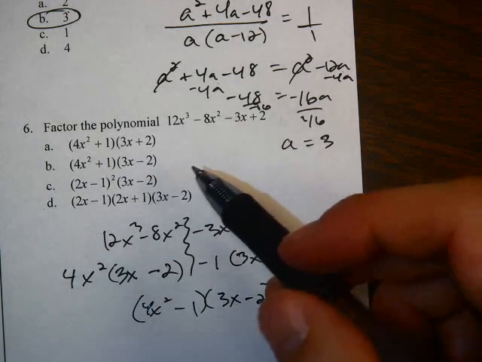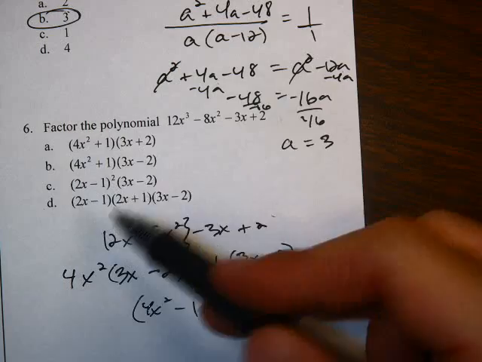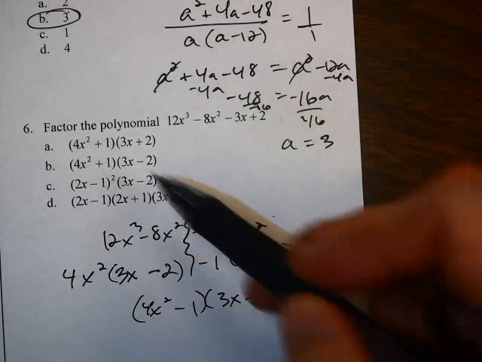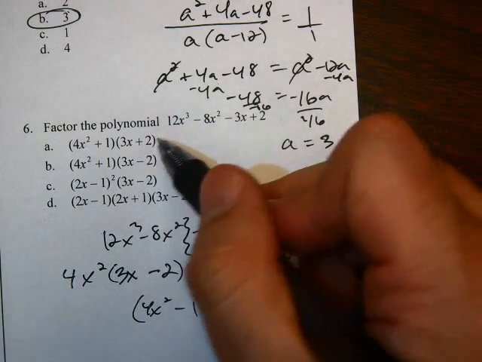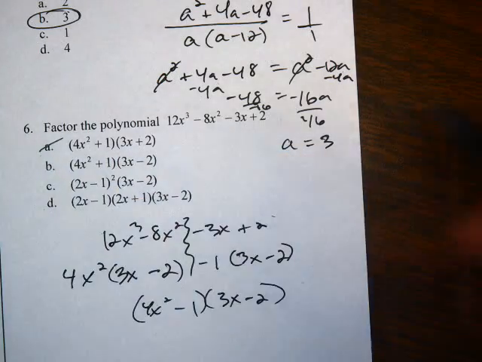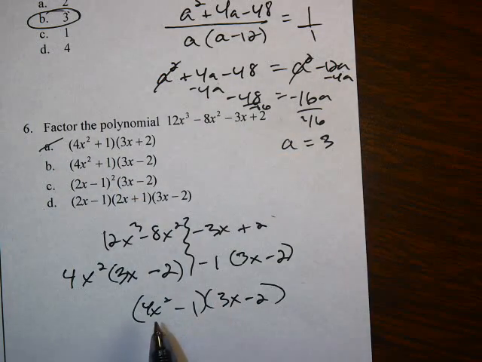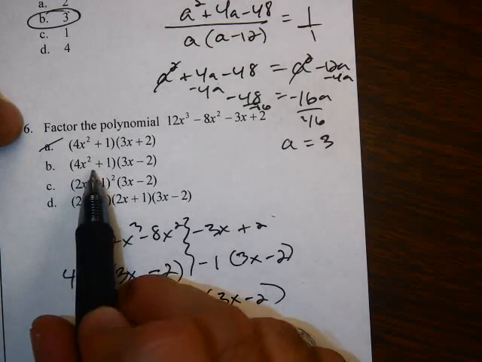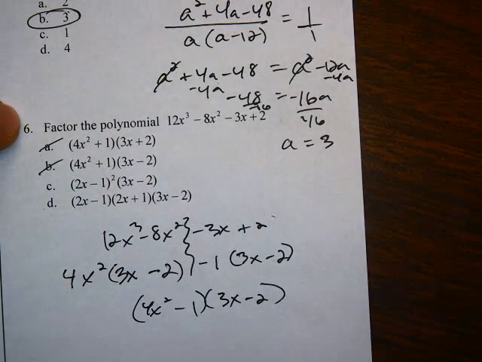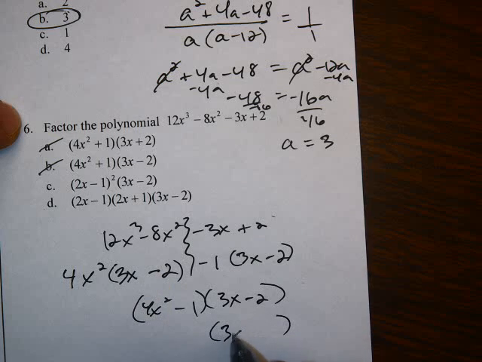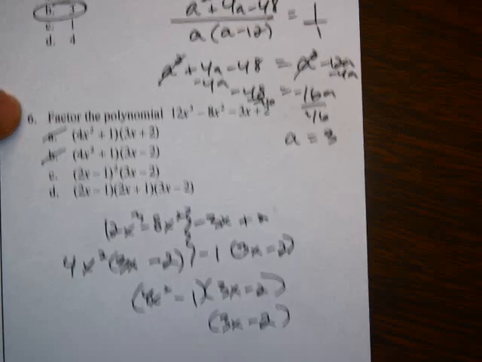So I look at my answers. I don't see 4x squared minus 1 anywhere. I do see the 3x minus 2. So 3x plus 2, that's not going to be A. But it could be any one of these. Now I compare this, 4x squared minus 1, 4x squared plus 1. It's not going to be that one. So chances are this is going to factor again. So I'm going to keep the 3x minus 2.